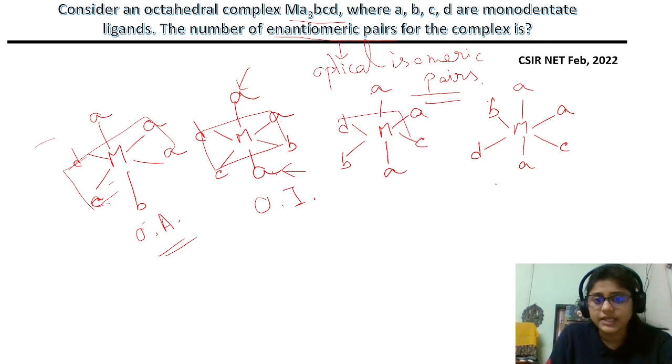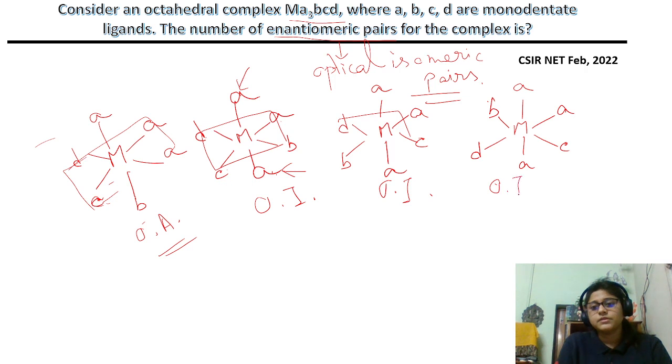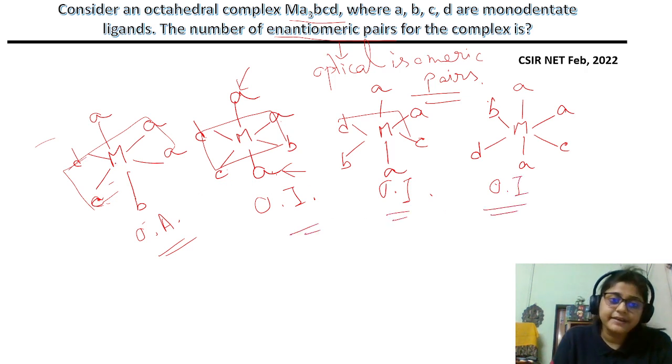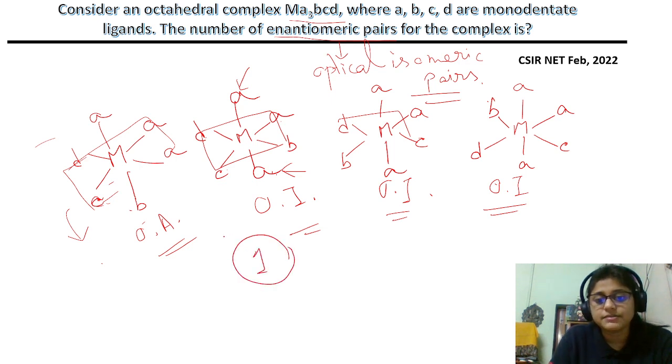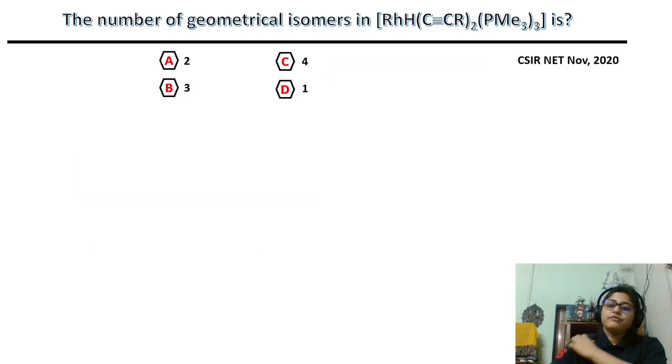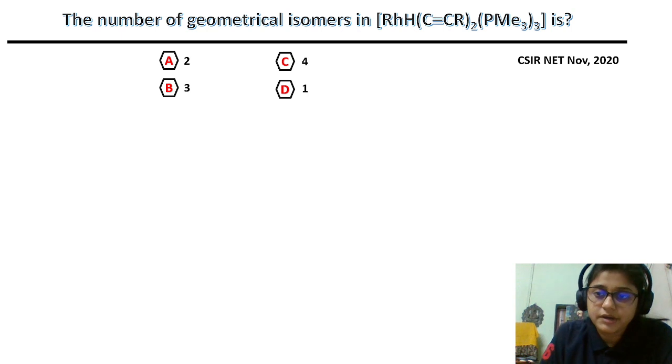Optically inactive, optically inactive. All are optically inactive. Okay? So only it is optically active. It has enantiomeric pairs. So the number of enantiomeric pairs for the complex is 1. 1 will be the answer. Understood? So again the question from CSIR NET November 2020.